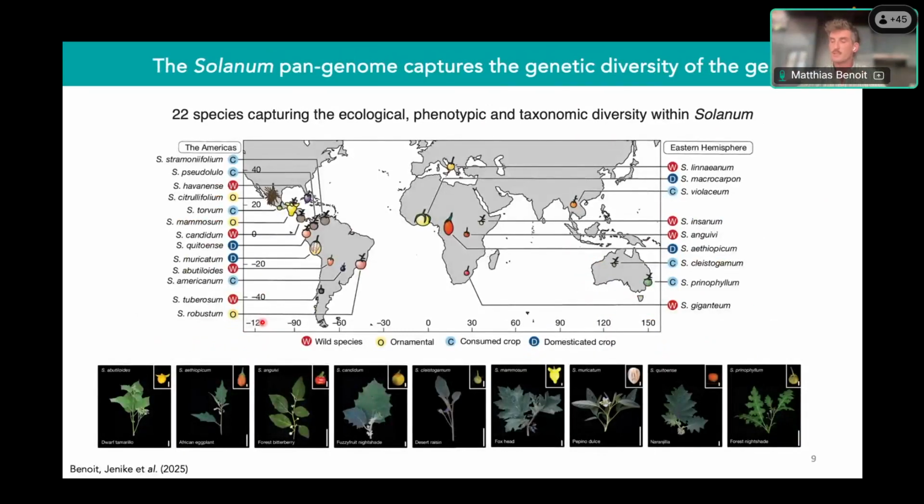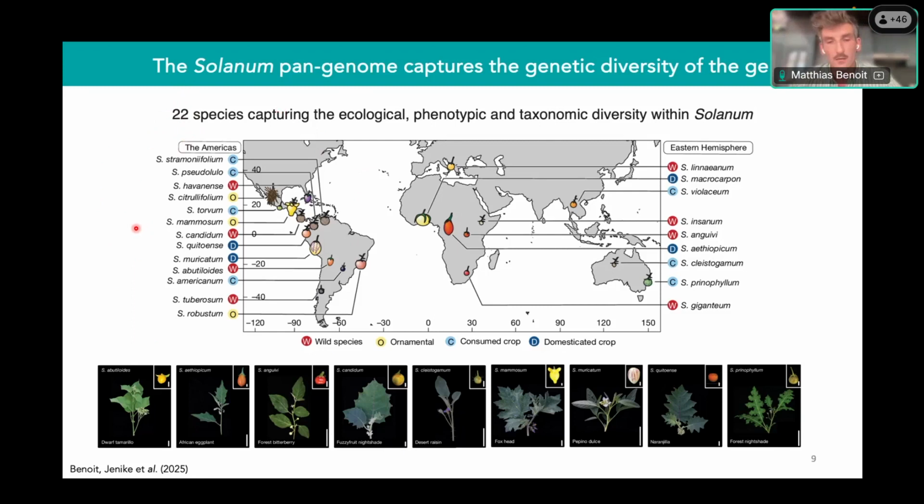To test this question, we decided to generate what we call the pan-genome of the genus Solanum. What is a pan-genome? It's basically the collection of the entire set of genes present in a given species or in a given genus. To do this, we selected 22 Solanum species that capture the diversity of the ecology, the phenotypes, and the taxonomy present within the Solanum genus. You can see on this map that we've been collecting species that originated from very diverse parts of the world, with very different ecological origins and very different landscapes.